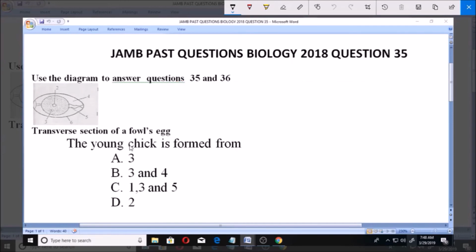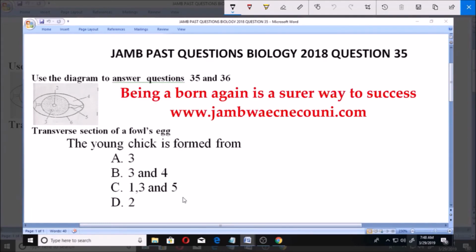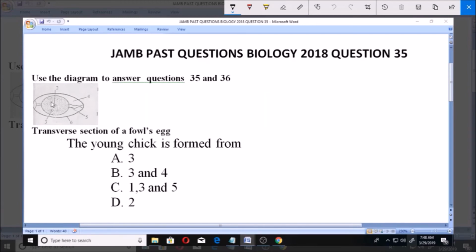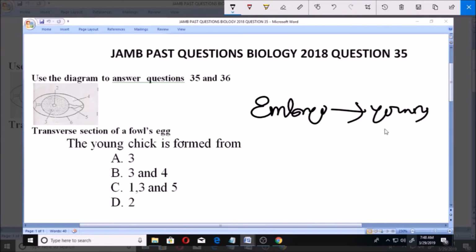The young chick is formed from A. 3, B. 3 and 4, C. 1, 3 and 5, D. 2. So where is it that the young chick is formed from? It is from 2, which is the embryo. Very, very important. So this 2 represents the embryo, and it's actually from the embryo that the young chick is formed. So from the embryo you can have the young chick, which is the organism, grow. So here is the right point, which is 2, and that makes option D the right answer to this problem. Thank you.